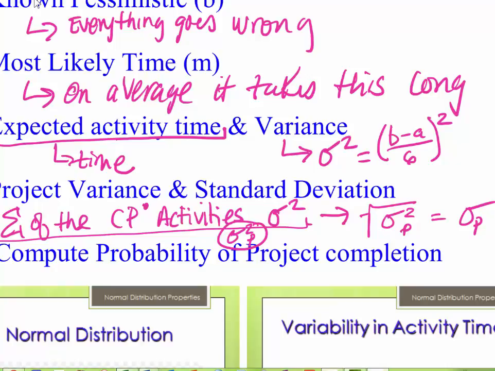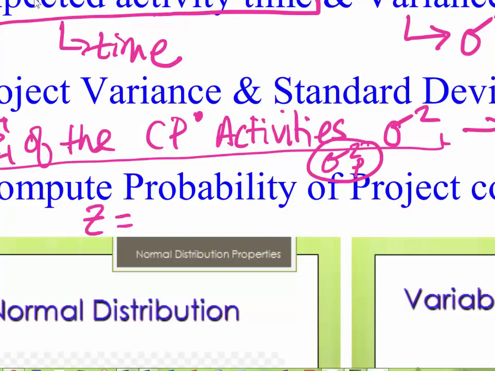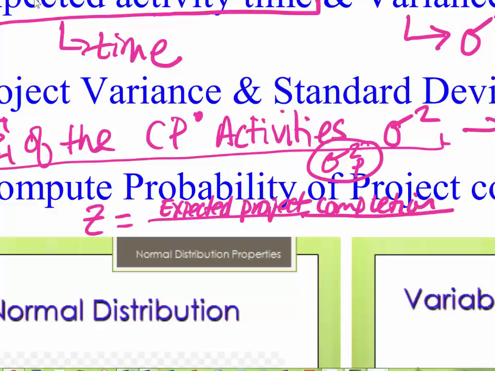Then, computing the probability of project completion in a particular time, we're going to use a z calculation. Actually, we're going to write it like this: Z will equal the due date, whatever date we want it to be done, minus the expected project completion date, divided by the path standard deviation. Now, some of these terms might be new to you, but we're going to go over it all, and hopefully it will all make lots of sense.